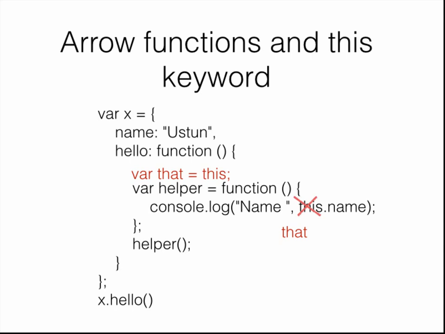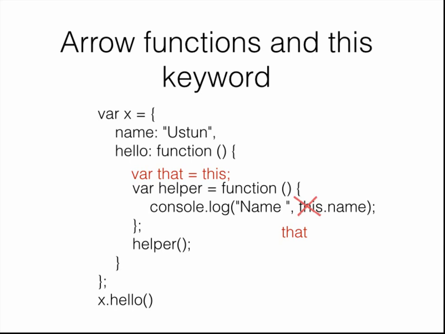Would it refer to the object x? No. The reason is I'm calling this helper function naked. That is, it is not bound to any method or object. It is called as a simple function. Here I'm calling it with the dot notation, so this is a method invocation. Here, I'm calling it naked, like just a normal function. This means that this will not be bound to x, it will be bound to the global object.